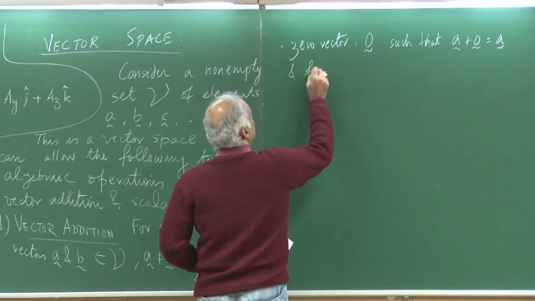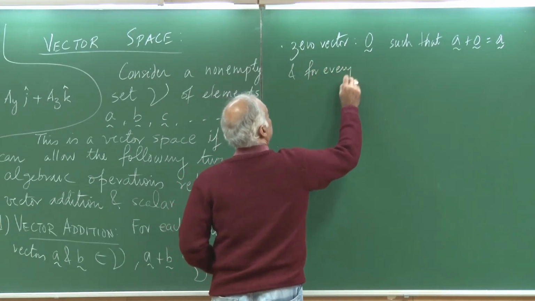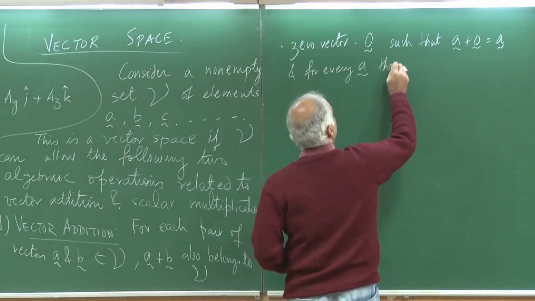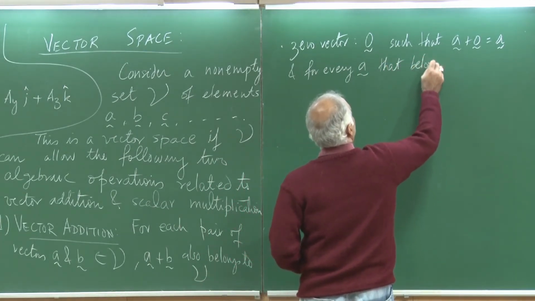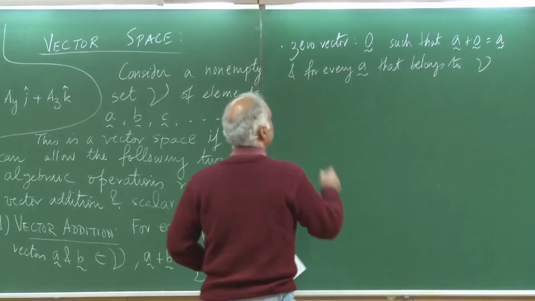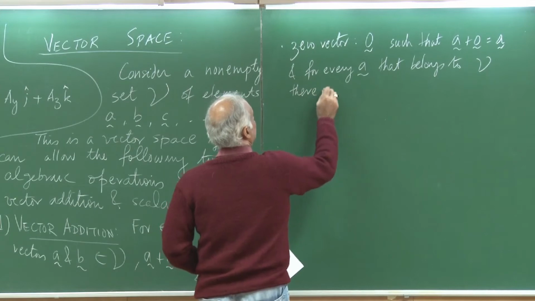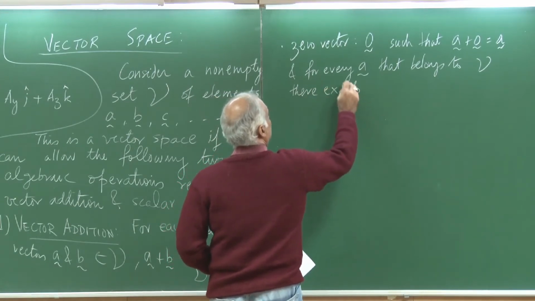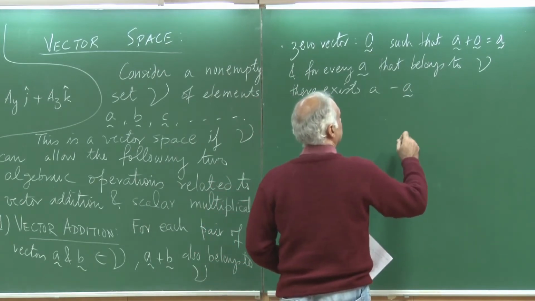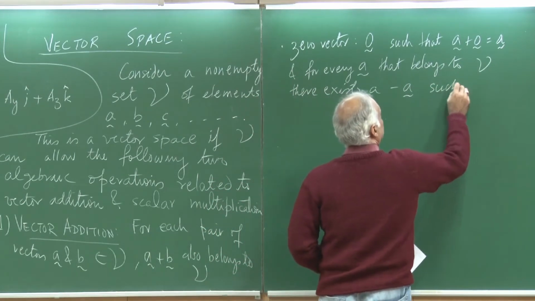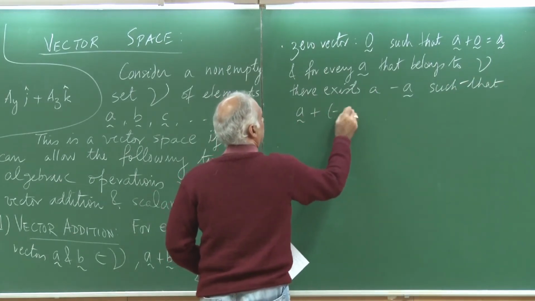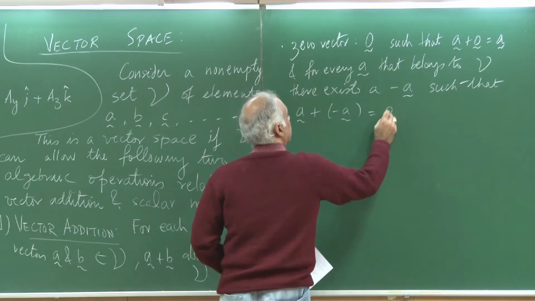And for every A that belongs to V, there exists a minus A vector such that A plus this minus A vector gives me a 0.